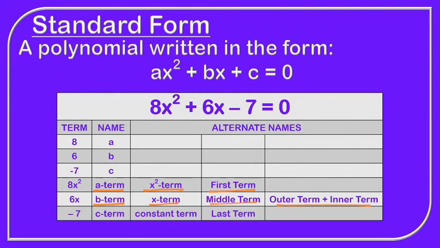And then finally we have the negative 7. Sometimes that is called the C term. Sometimes that's called the constant term. Sometimes we call that the last term. So when you hear me using these words in class, I'm just identifying a certain part of the problem, a certain part of the monomial, or a certain monomial.